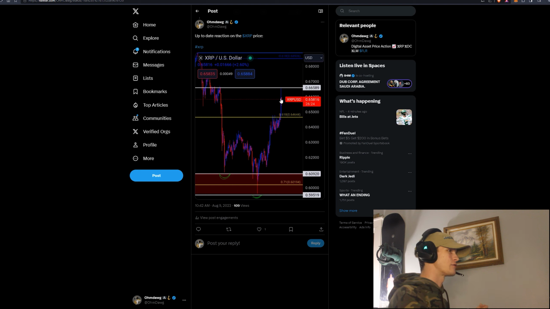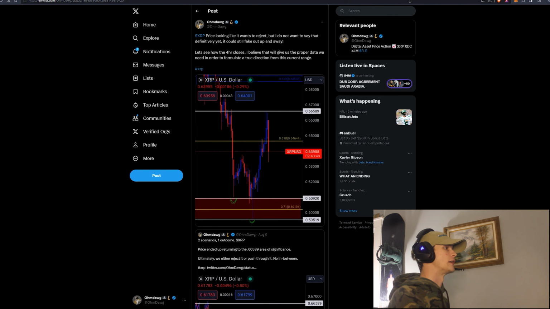We had a nice rejection out of that 60 cent fractal level, moving up straight back to that area of significance that I was showing earlier in the tweets, that 0.66589 area that was very significant. Price actually respected it to the teeth, and ultimately we did see price fall shorter later on.